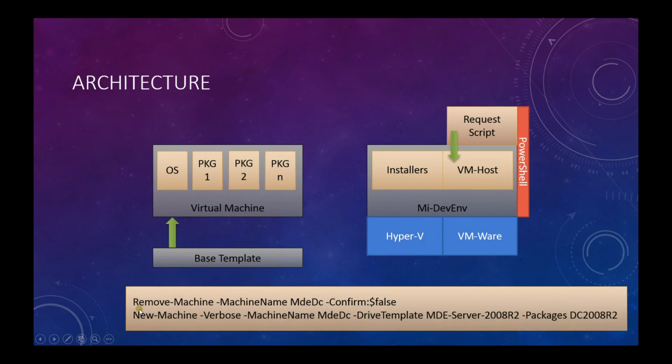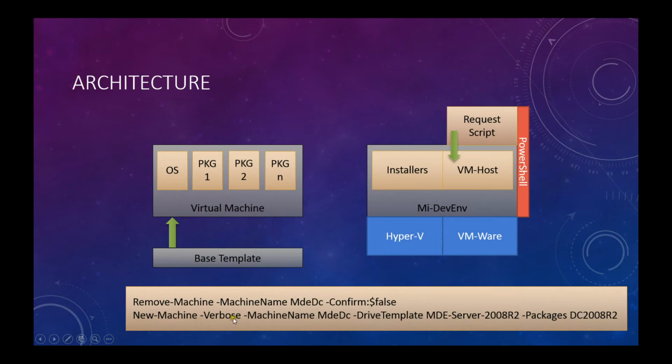So here's a couple of lines from the test script which is published with Mi-DevEnv. That test script you can have a look at a little bit later on. But simply these two lines, the first removes the machine if it exists, and the machine in this case is called MDE-DC, that's Mi-DevEnv domain controller, as a test VM. I say confirm false, so I don't want any interaction, I don't want it to ask me, are you sure? I'm saying yep, tear the machine down if it exists.